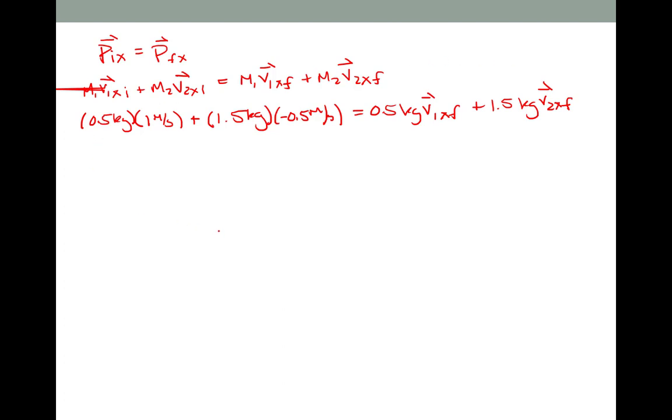On the left-hand side of the equation, I can multiply and add this all together, and I get negative 0.25 kilogram meters per second. On the right-hand side of the equation, I can plug in the equation I have for V2x final that I got from the energy equation. That was 1.5 meters per second plus V1x final.